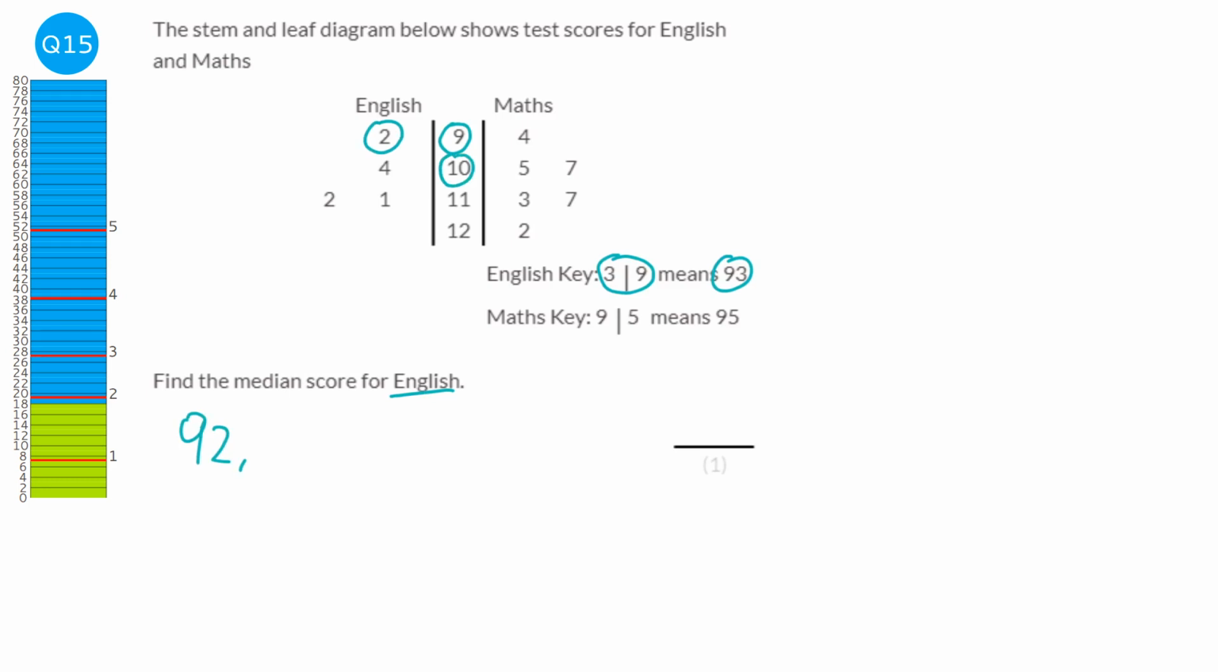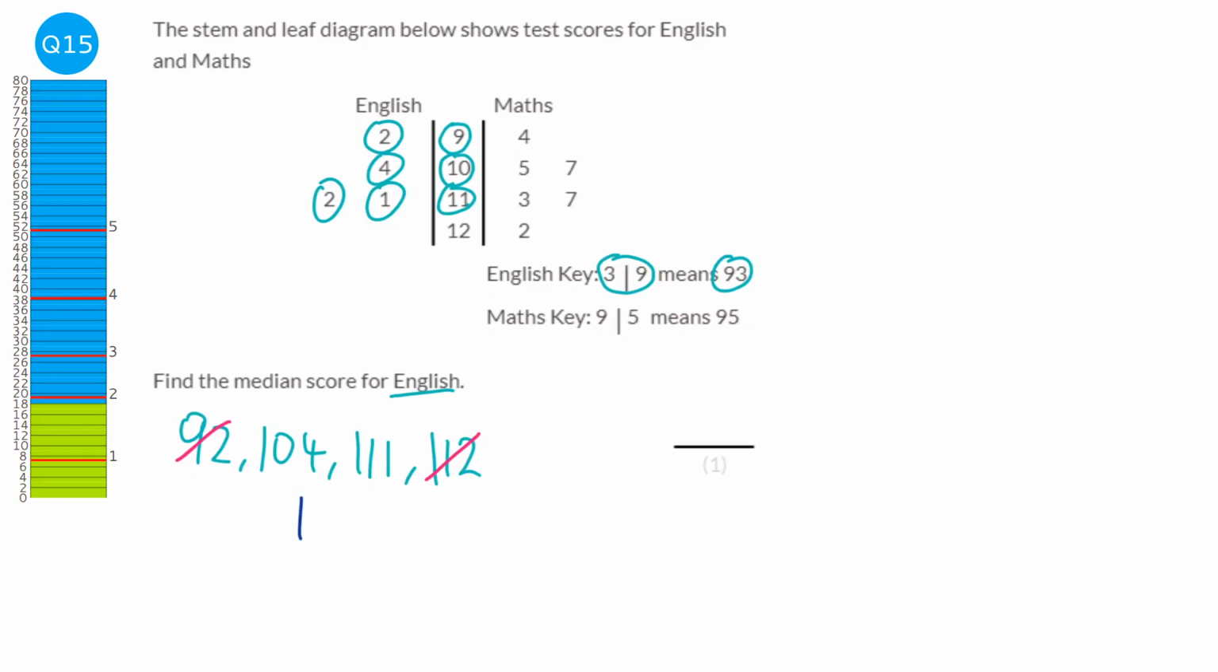Then this will be 10 tens and a 4, so it would be 104. 11 tens and 1, so 111, and then 11 tens and 2. So to find the median, we cross out the biggest and smallest until we're left with 1 or 2 in the middle. Here we're left with 2.